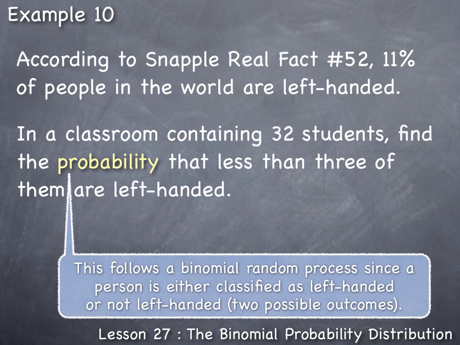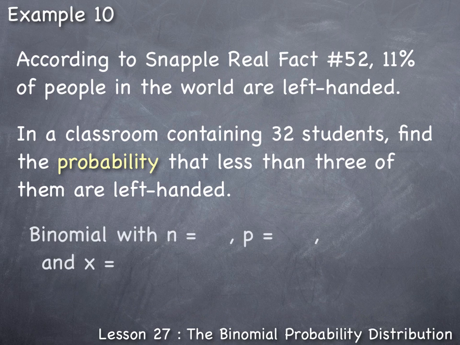In order to use the binomial probability distribution, we need to know the value of the three variables, n, p, and x, where n represents this total value. In this case, we have a classroom containing 32 total students. So n would equal 32. And p represents the probability of this particular outcome. In this case, a student being left-handed. Well, since we know that 11% of people in the world are left-handed, it seems reasonable to assume that 11% of the students would be left-handed, thus giving us p equal to 0.11 for 11%.